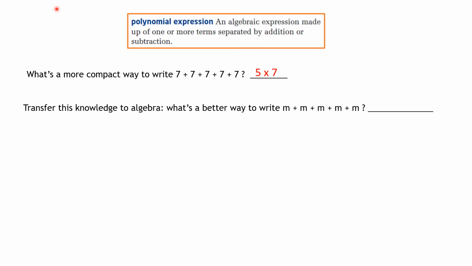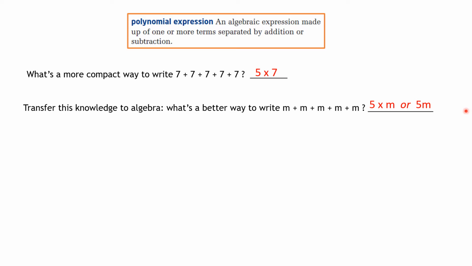What's a better way to write m plus m plus m plus m plus m? So we've got 5 m's there. So think of what we just did when we had 5 7s. Now what would we do if we had 5 m's? We would write 5 times m, or we just put it together as 5m. As opposed to up here, 5 times 7, we can actually multiply those two numbers together. We can't really multiply a 5 and an m, we just kind of squeeze them together and we make 5m.